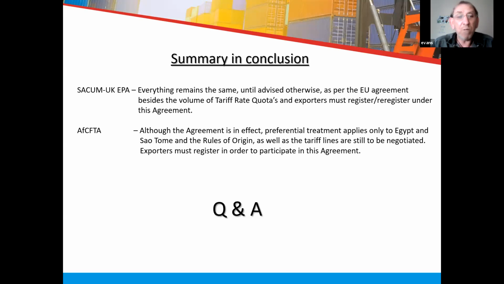The new African Continental Free Trade Area, again, although it's in effect, there's nothing that we can really do right now. In both of these agreements, the only thing that we need to know is that if we are going to export from South Africa to either of those agreements, you need to register. And that process is already open. It's available. The DA185s are there to be used. So you can start that process, certainly. So when everything is in place, you can start exporting. You will have to be registered.